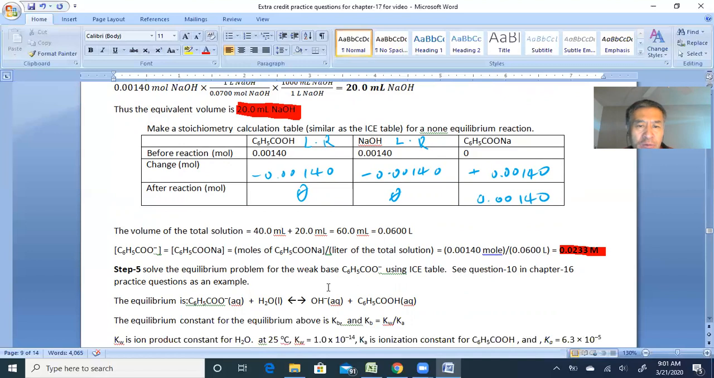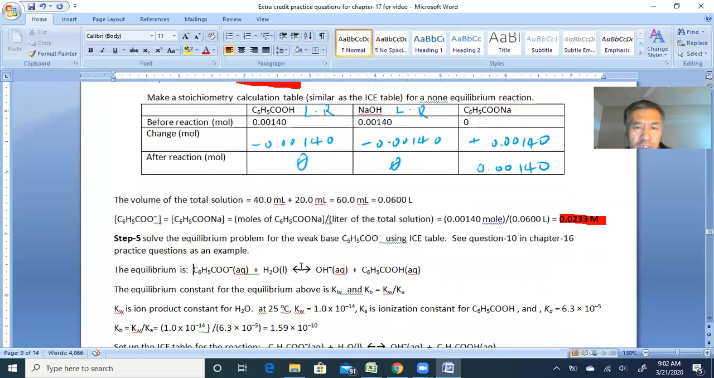So next, we'll use the IC table to solve a weak base problem, because you can see that after the reaction, we don't have acid anymore and we don't have the strong base anymore, we just have this conjugate base. So you write out the equation between the weak base and water. The weak base is this benzoate, plus water, which produces hydroxide and the conjugate weak acid.